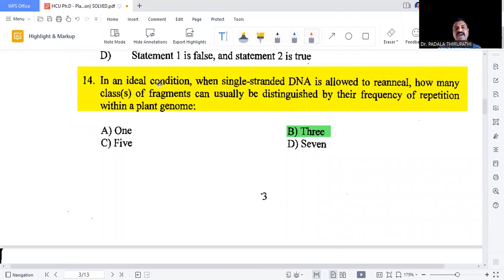Then, in ideal conditions, when single-stranded DNA, ssDNA, is allowed to renature, how many classes of fragments can usually be distinguished by their frequency of repetition within a plant genome? That is 3. Three classes of fragments can usually be distinguished.